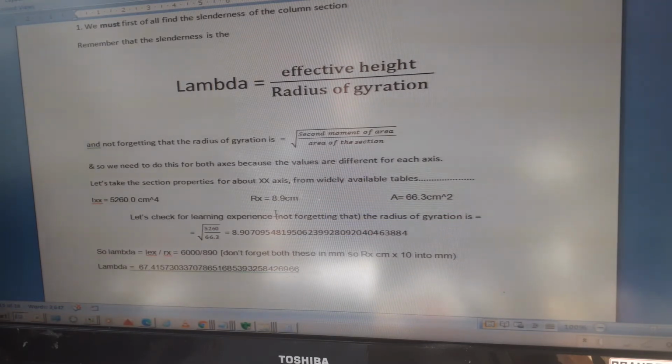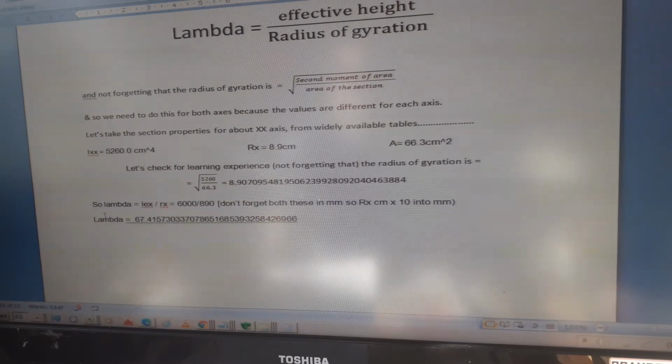Let's just do a little check for learning experience. The radius of gyration is the square root of IXX over area, so it's 5260 divided by 66.3. They're both in centimeters, so that's okay. The square root of that is 8.90, so we get the same as the table, 8.9 centimeters.